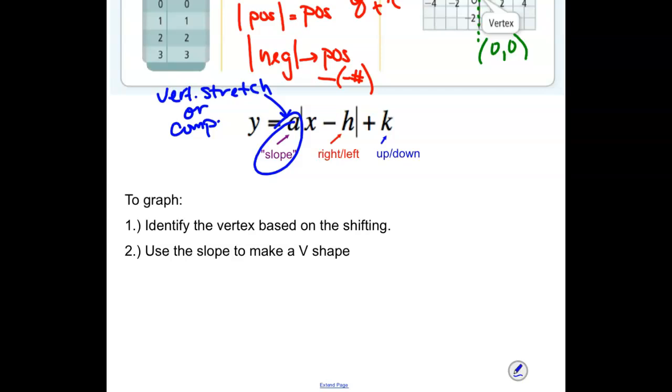So the same way that we've been graphing all of our functions, we can look at absolute value and transform those. What's nice about absolute value is this a piece is going to be your slope of the right branch. So if our V gets stretched and gets skinnier, well, now this a value is going to be the slope of that new right side. So to graph them, our first step is going to be to identify the vertex based on any kind of shifting left and right, up and down. And then we're going to use our slope to make our V.